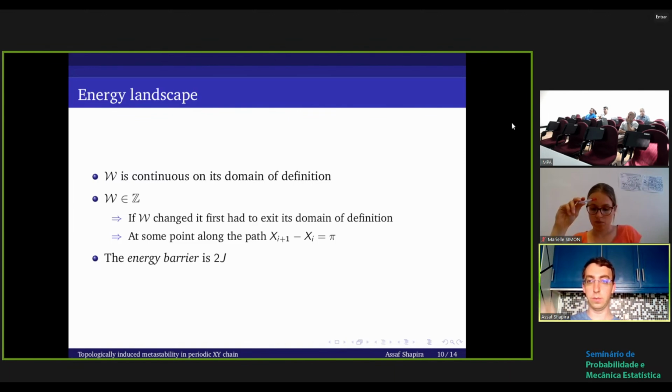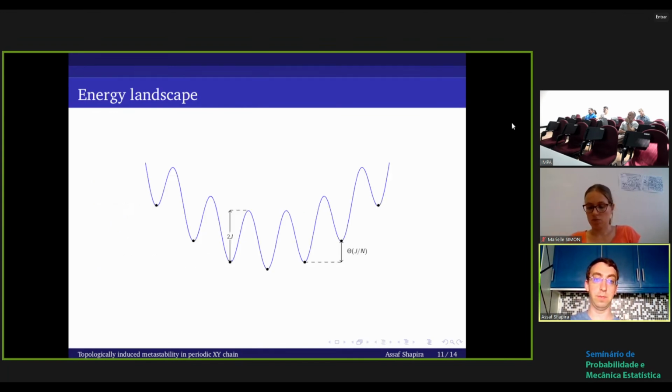The energy of this specific state that we have to go through in order to move from one winding number to the other is 2j. Okay, so we see it in this picture. So we have the minima that we already had. We have this difference j over n between two minima that we had before. But now we also know that the difference between a local minimum and a local maximum is 2j. Again, when n is very large.